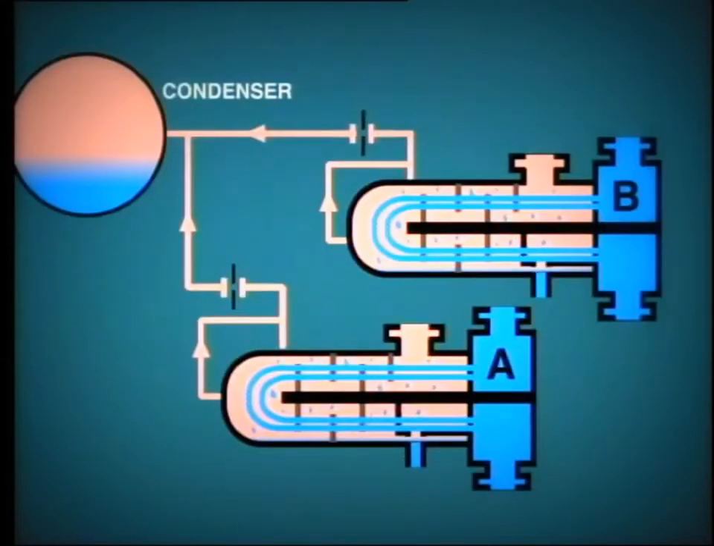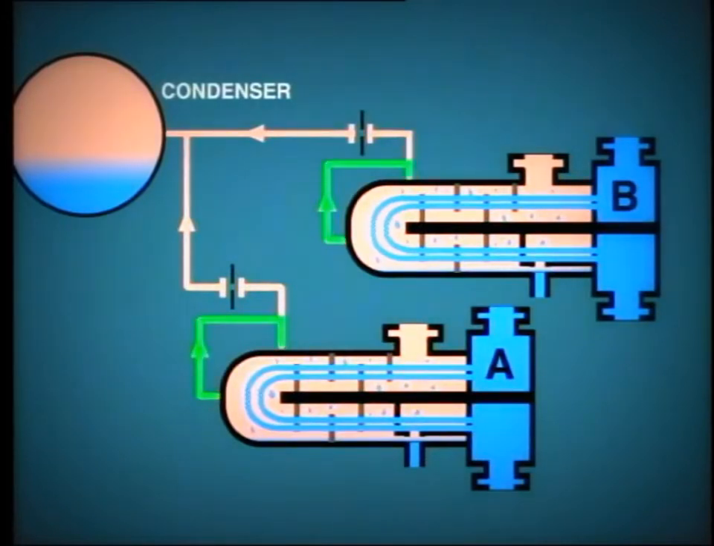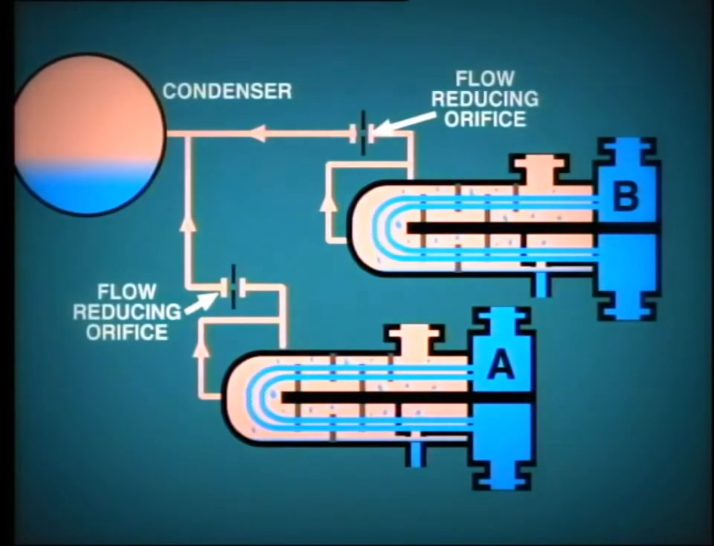In most plants, the venting arrangements are as shown here. You can see that the upper and lower vents from the heater join together and pass through this orifice direct to the condenser, which is, of course, operating at much lower pressure.